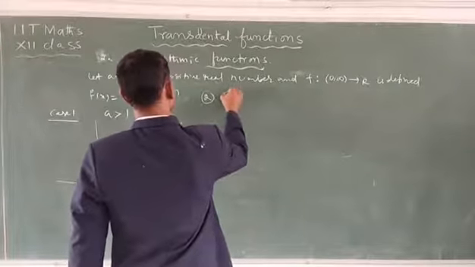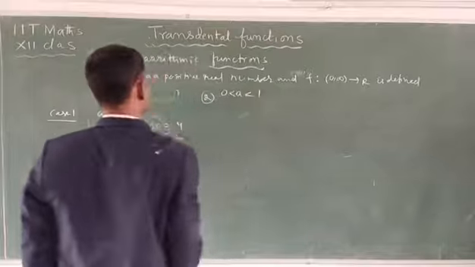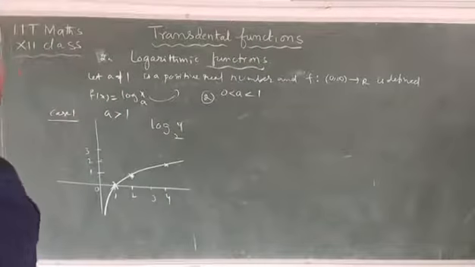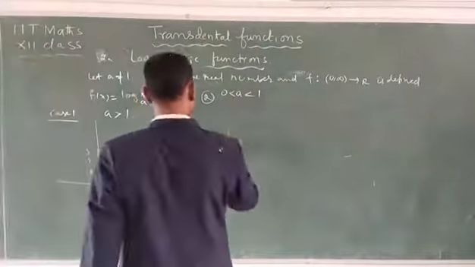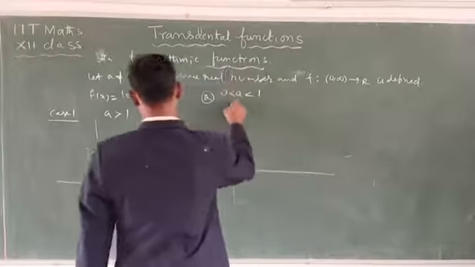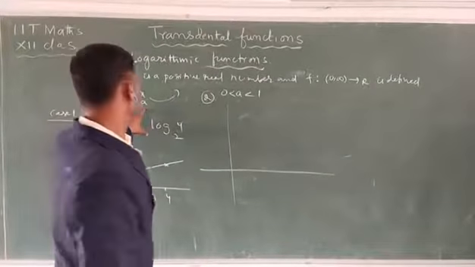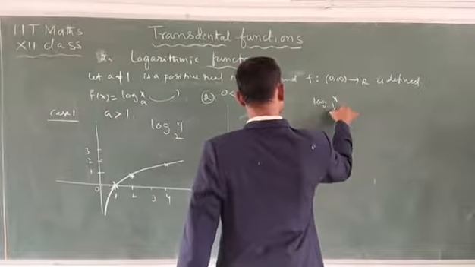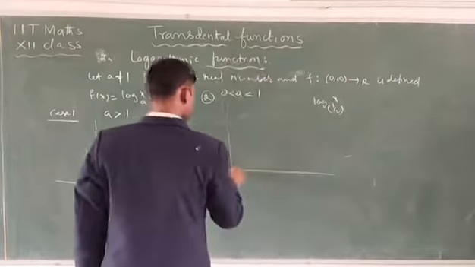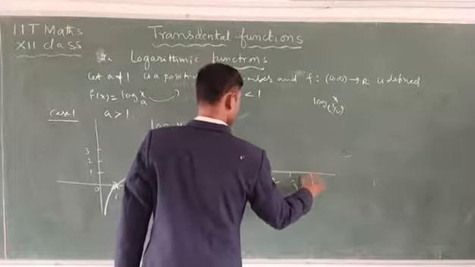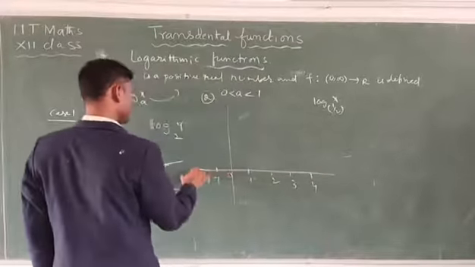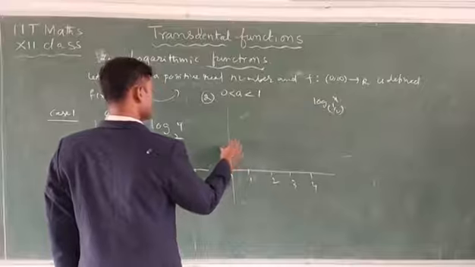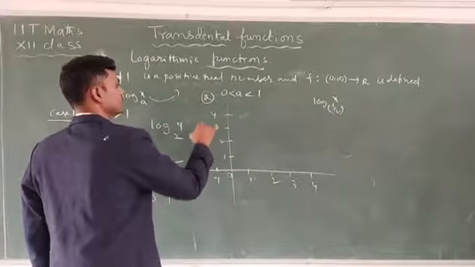a lies between 0 and 1, that is 0 is less than a is less than 1. In this case you have to take the graph. That means the a value you have to take as a fraction. Fraction means 1 by 2 you can take here. Log x base 1 by 2. Here 0, this is 1, 2, 3, 4, minus 1, minus 2, okay.